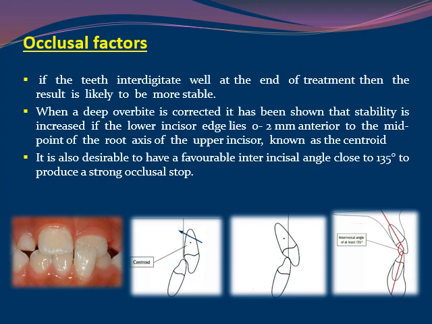Also, it is suggested to get more stability after correction of the bite. The lower incisal edge of the lower incisor should be 0 to 2 millimeters anterior to the centroid point. This point is called the centroid, representing the midpoint of the root axis of the upper incisors. When the lower incisal edge is about 0 to 2 millimeters anterior to this point, we get more stability to prevent relapse of the deep overbite.